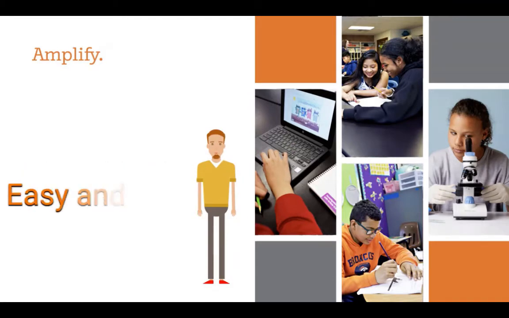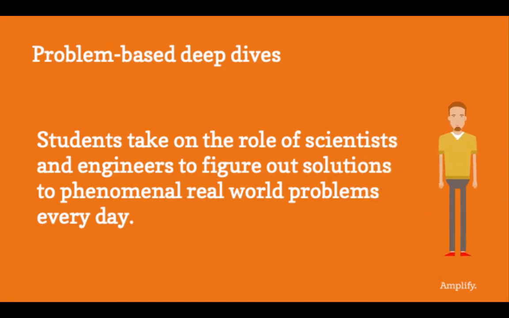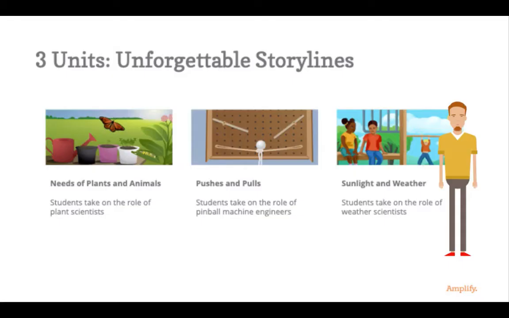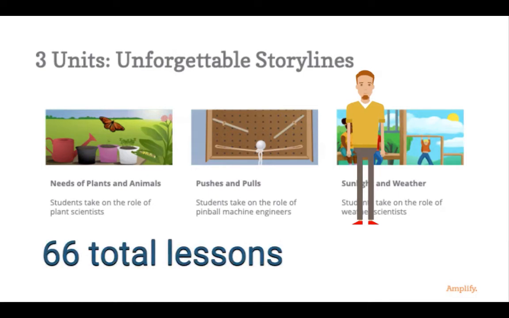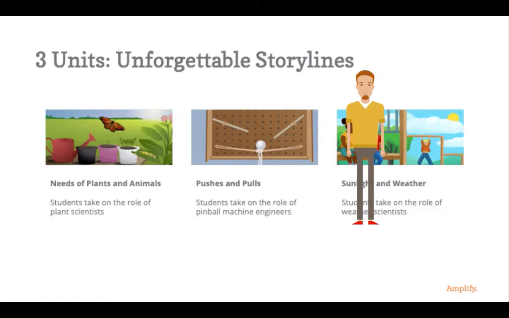This program makes teaching science very easy and practical for you, and it makes learning science engaging and fun for your students. With Amplify, your kindergartners will be going on a problem-based deep dive with each of the units and answering relevant questions to real-world phenomenal problems. Over the course of these 3 units, students will explore phenomena as plant scientists, pinball machine engineers, and weather scientists. Planning is simple. Each unit has 22 lessons, so you'll have a total of 66 lessons to teach for the academic year.